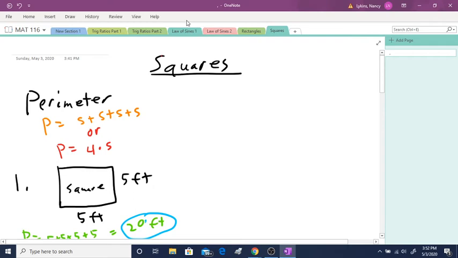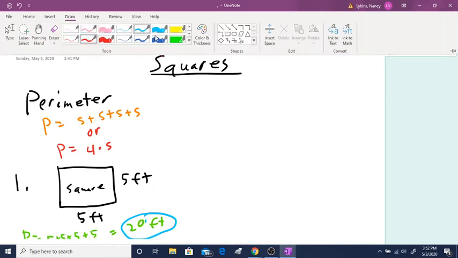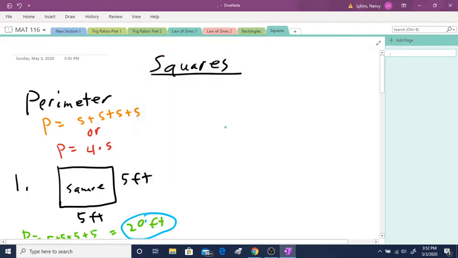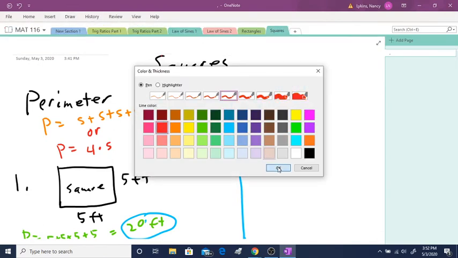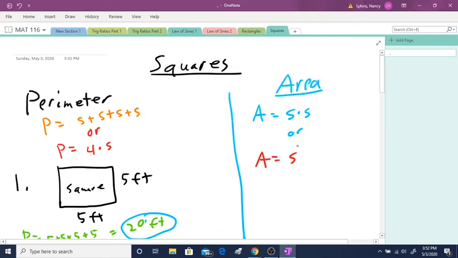Now, I'm going to do the same thing like what I did before in my first lecture with rectangles, and I'm going to go ahead and do the area. So the area of a square is just side times side, or side squared.